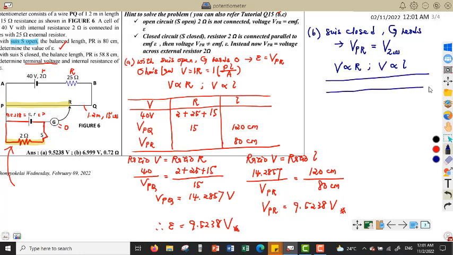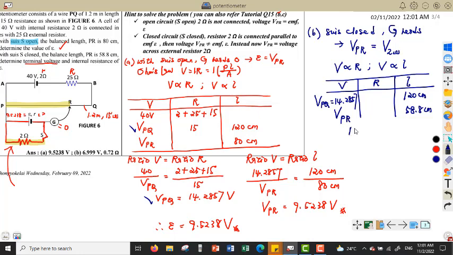So again, I try to put it in a table: V, R, and L. From the previous question, question A, we already know that the voltage across the whole wire PQ is 14.2857, whereby the length is 120 cm. Now when we close the switch, we find out that our balance length is 58.8 cm. So we want to determine the voltage across the balance length, PR.